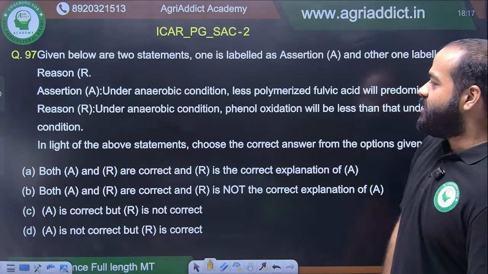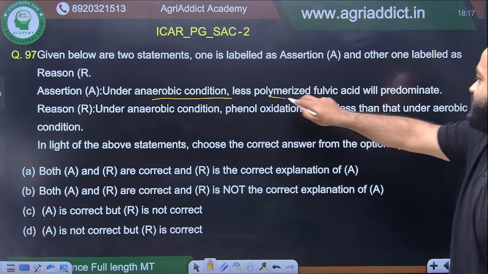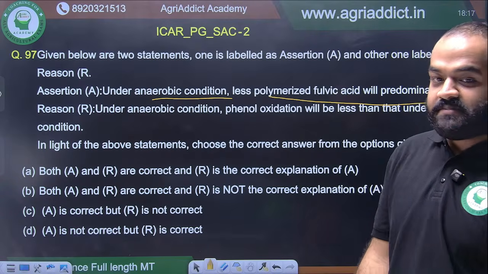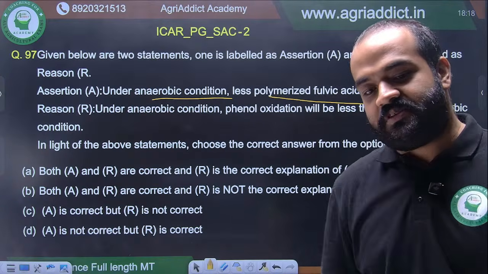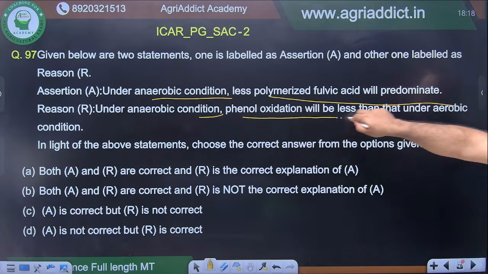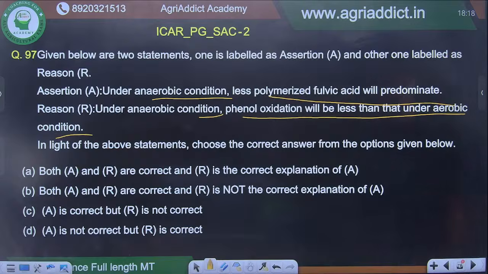Under anaerobic condition, less polymerized fulvic acid will predominate. This is directly taken from ISSS. This is exactly a line from ISSS. So if you are thorough with ISSS, you can answer this. Under anaerobic condition, phenol oxidation will be less than that under aerobic condition. The answer, let's see.